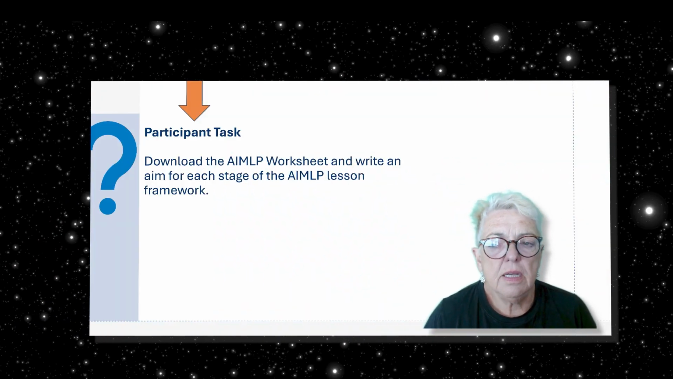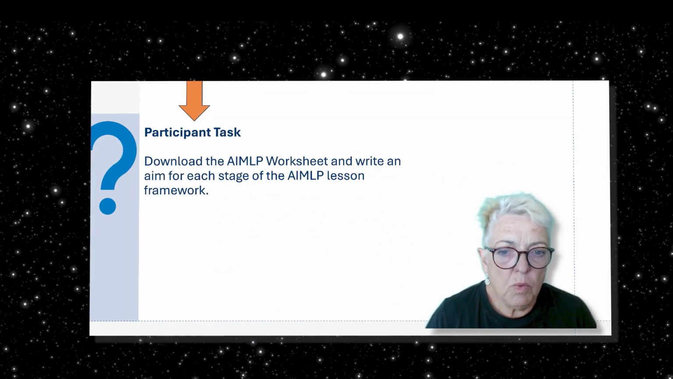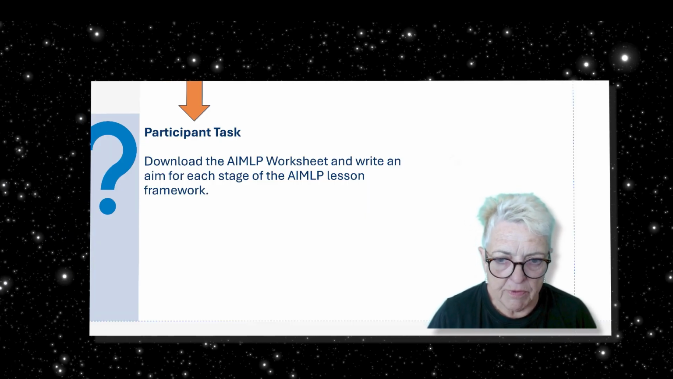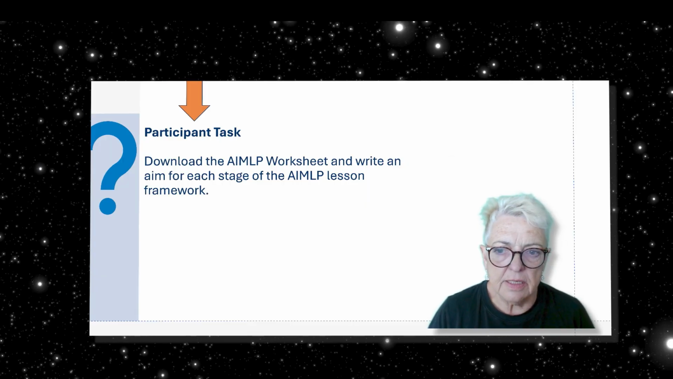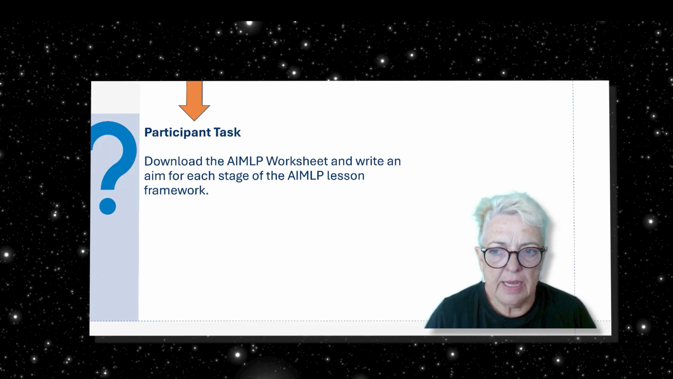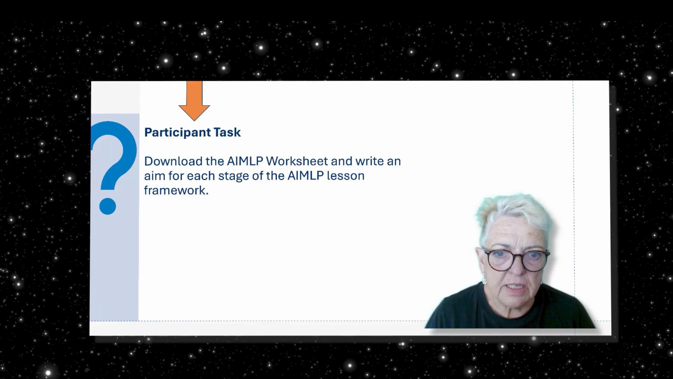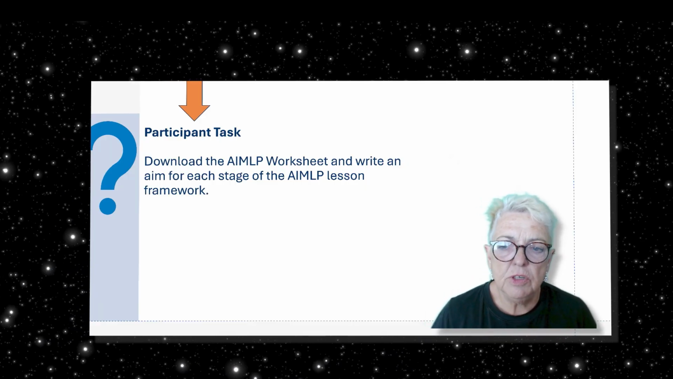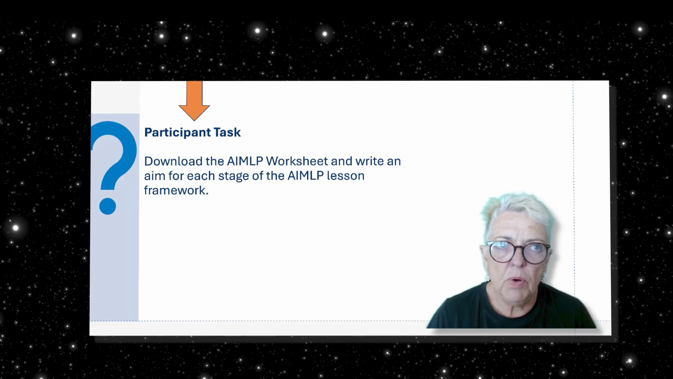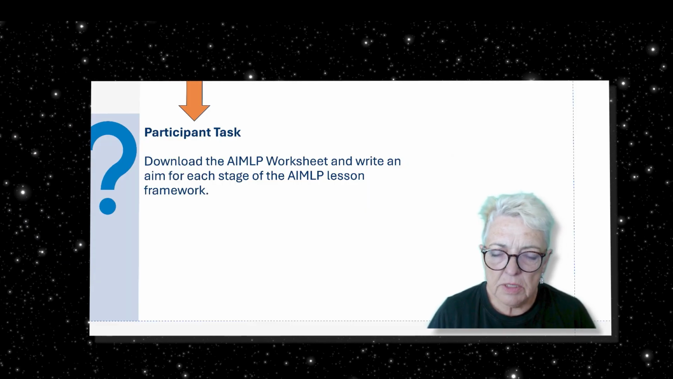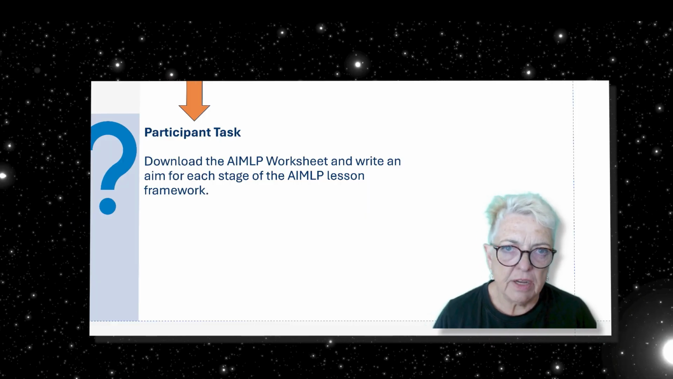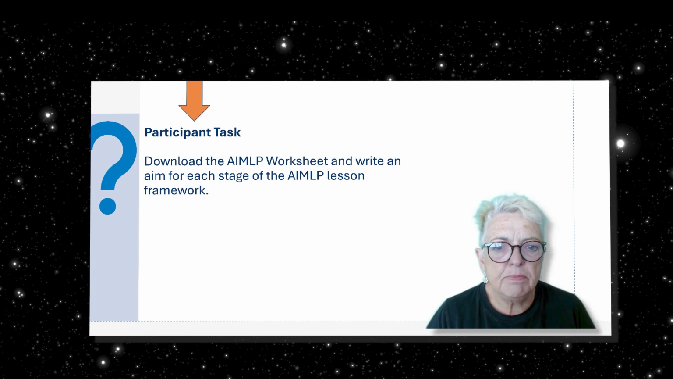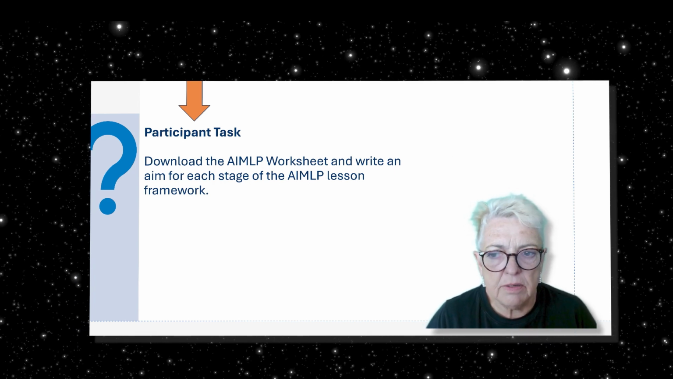So hit the pause button, you'll find a worksheet. See if you can write the aim for each stage of the AIM-LP lesson framework and then look at the answers. And what you will end up with is a crib sheet that will give you good stage aims for any point in a lesson. It'll also give you a very good procedure for dealing with listening or dealing with production. A very safe procedure that is easy to follow.